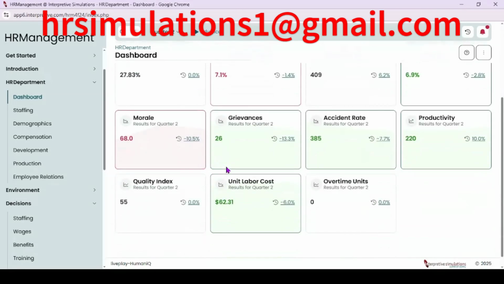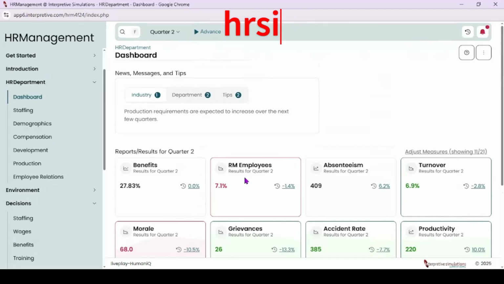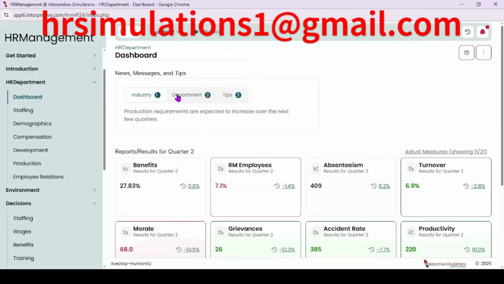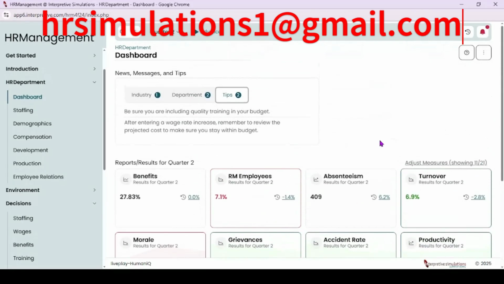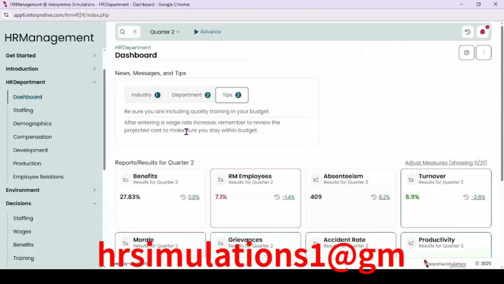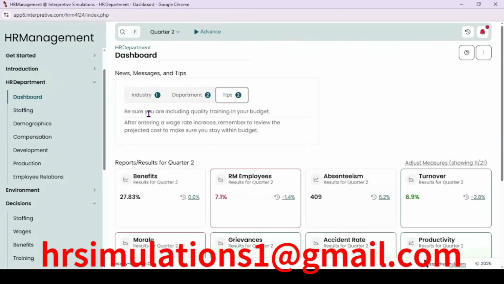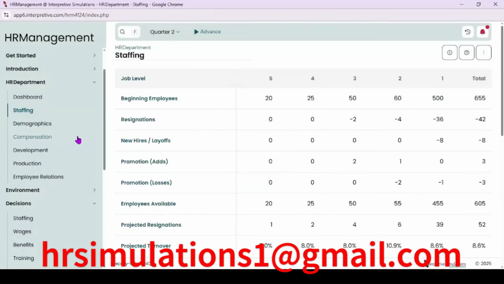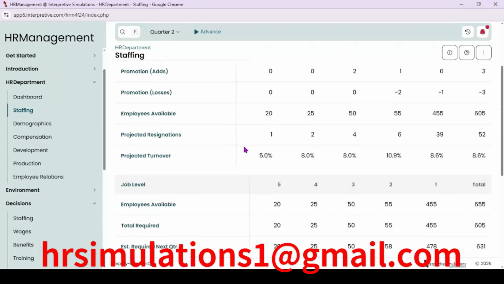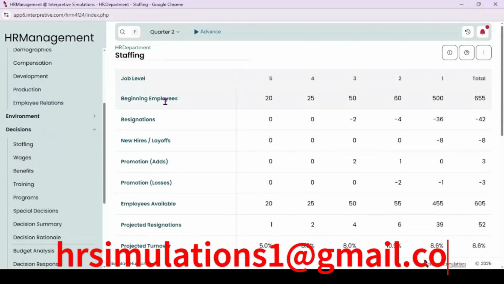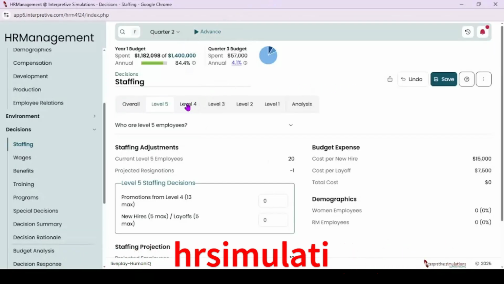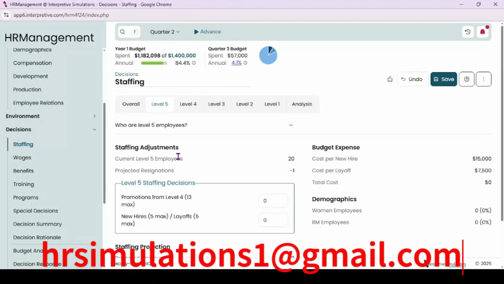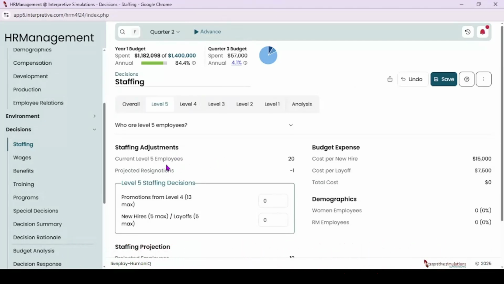So these are our results from quarter 2, which is round 2. That's for the industry, the department, also for the tips, whereby you're being given the tips. So you need to go through the report very well before making the decision. That's the dashboard, which contains the industry, department, and the tips. Then you have the staffing, whereby you can see your results for quarter 2. For me, I had already gone through the report, so I'm just going to go direct to the decisions, and I'm going to take you through the decisions step by step for decision 3 of the simulation, or round 3, or quarter 3, whatever you call it.